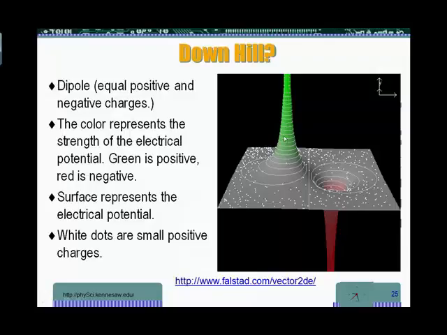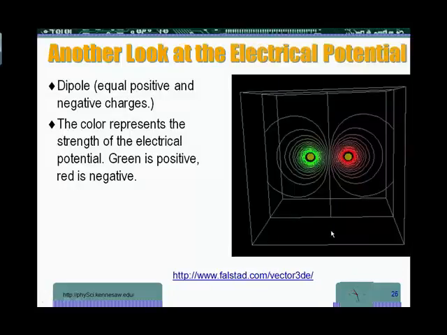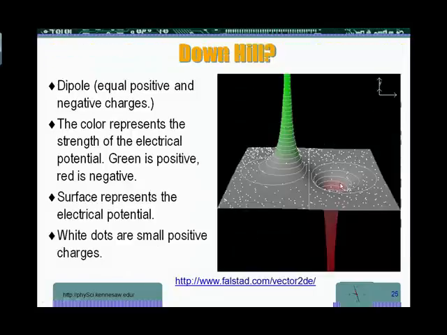Gray would be zero electrical potential. And the surface, what you are looking at here, would represent the electrical potential. For example, if I'm getting up here, I'm going uphill to a higher and higher electrical potential. And here I'm going downhill into a sort of a well, of increasing electrical potential in the negative direction, of course.